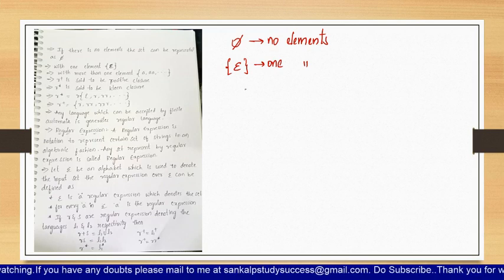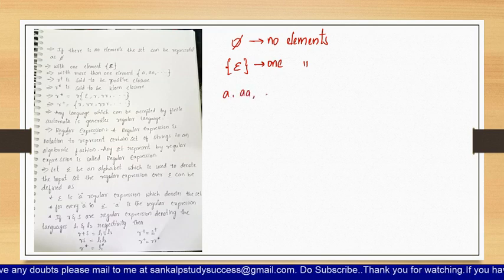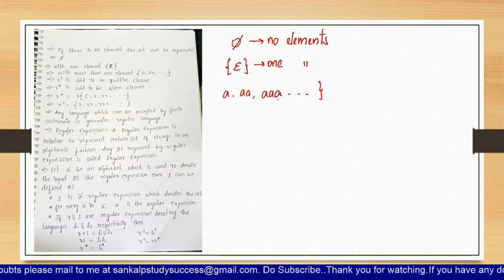Then if you have more than one element, if the elements are 1, 0, 2, 3 and so on, you can have a, a, a, triple a. That a denotes the integers or alphabets and so on. So these are what you use if you have more than one element. In this way we are going to denote the set, or we are going to write the regular expression for the given set.